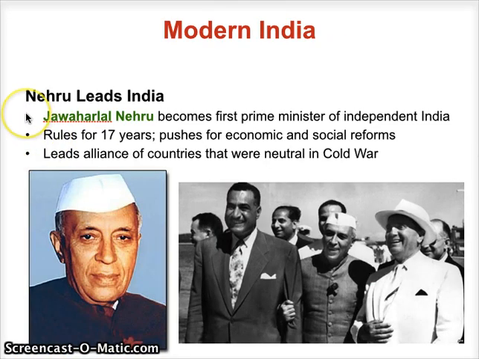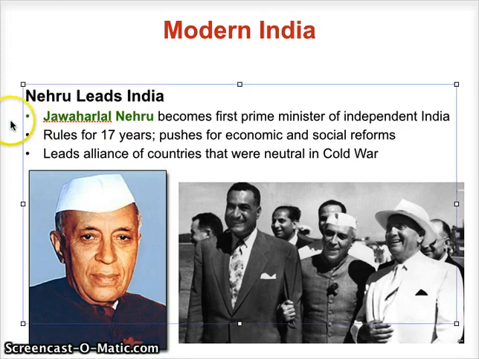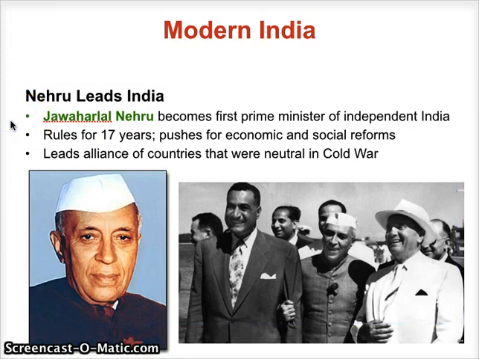Now, modern India, we have this president, Nehru. Nehru is the same man who I made you read a primary source on last weekend. He's the man who says that India is going to stay out of the Cold War. Because India has just gained their independence, they really don't want to be pushed between the US and the Soviet Union. Generally, Nehru was a very good leader in India. He was the first prime minister of the independent India, and he pushes for a lot of economic and social reforms. He also pushes for democracy in India as well.